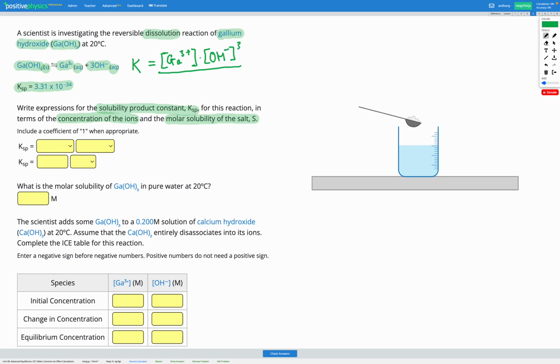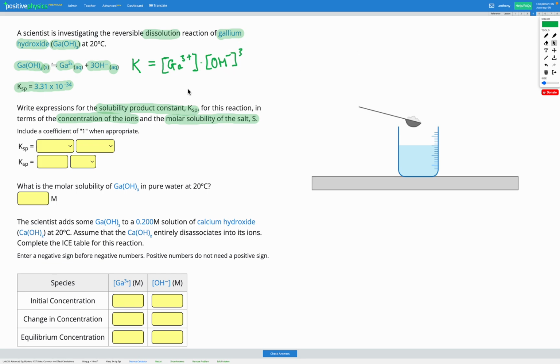Then we're going to divide by our reactants. We have gallium hydroxide, but it's a solid. Because it's a solid, it's not going to appear in our equilibrium constant expression. Only gases and solutions appear in our equilibrium constant expression. So we're just going to have 1 on the bottom there. And dividing by 1 is the same as the thing itself.